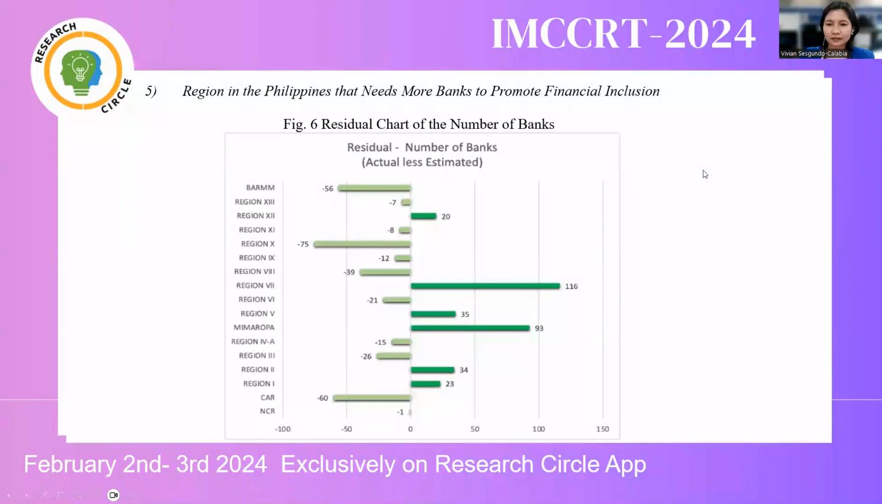So we subtracted the actual number of banks from the estimated number of banks to see which regions need more banks in the Philippines to promote financial inclusion. So we identified the following regions with the lowest residual, which are Region 10, CAR, BARMM, and Region 8. So we can see here that Region 7 and Mimaropa have more actual banks compared to the estimated number of banks.